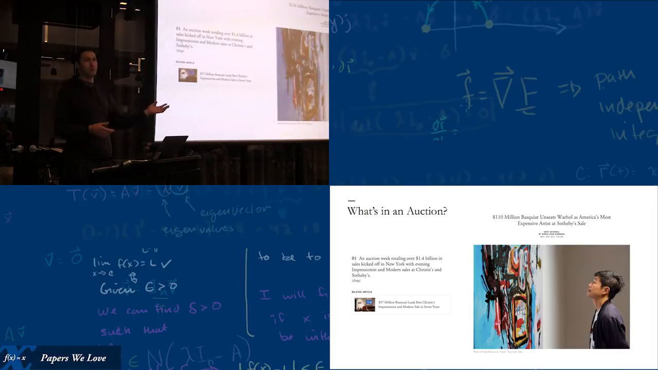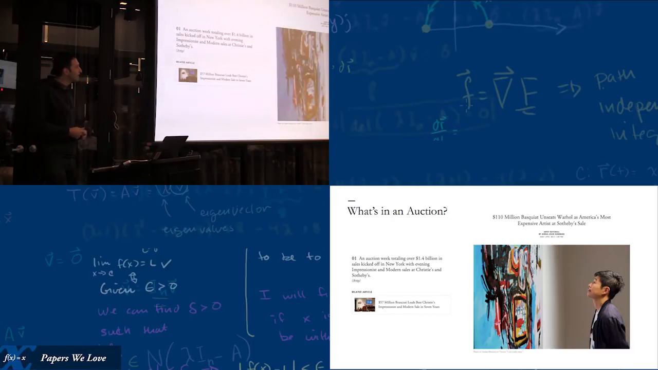This is what you probably know from auctions. This is from last week. It's a Basquiat painting that sold to a Japanese collector for $90 million, $110 million with fees, which the buyer gladly paid. This made Basquiat the most expensive United States-born artist in history, surpassing Warhol.